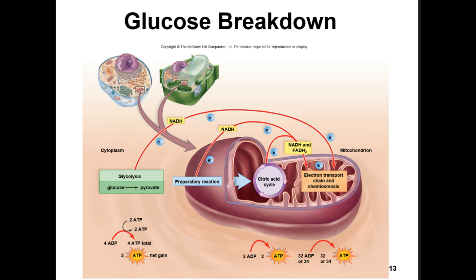As we mentioned previously, glycolysis, which is the first step in breaking down the glucose and converting it to pyruvate, occurs in the cytoplasm of the cell. However, if oxygen is present, that pyruvate from the glycolysis will then enter the mitochondria in order to go through additional breakdown steps.